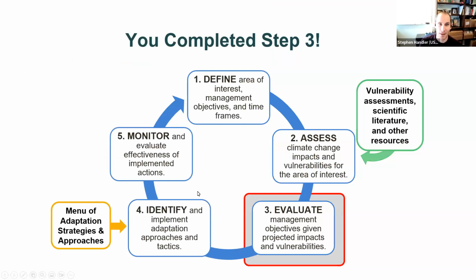So you made good use of your catch-up week last week, I know it. So you're all caught up with steps 1, 2, and 3 of the adaptation workbook. So congratulations.